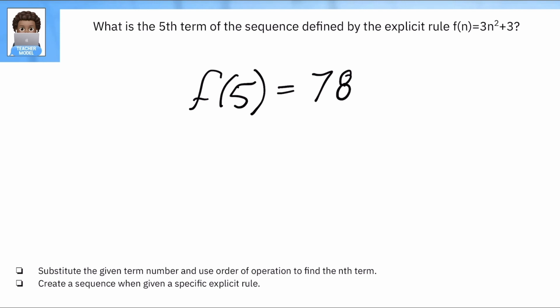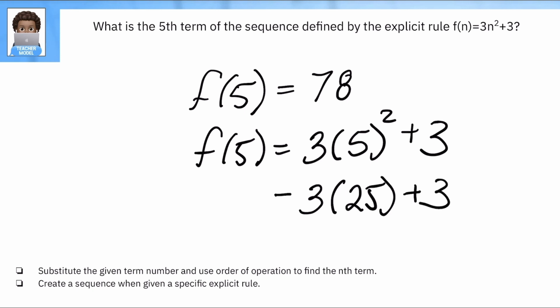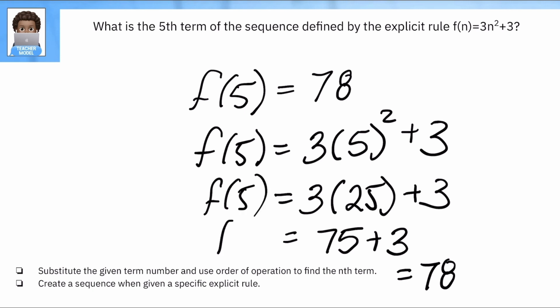If not, let's evaluate. So you would have f(5) is equal to 3 times 5 squared plus 3. I have to do my exponent first, so 3 times 25 plus 3, and now I can multiply, 75 plus 3, and finally I would evaluate to just get 78. And that's it. It's very short, it's very quick and to the point. In this lesson, you're going to be given an explicit rule and you're going to be asked to find a specific term using that rule. So just substitute and evaluate.